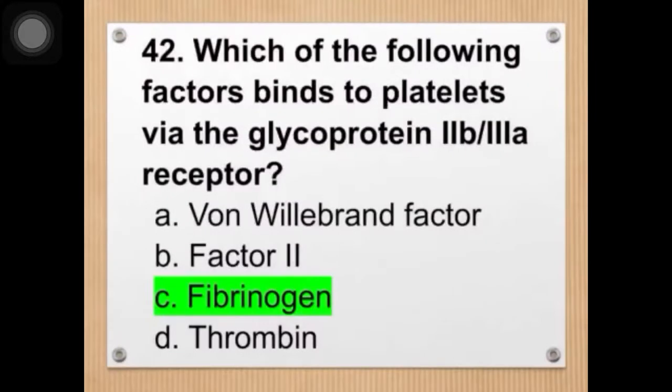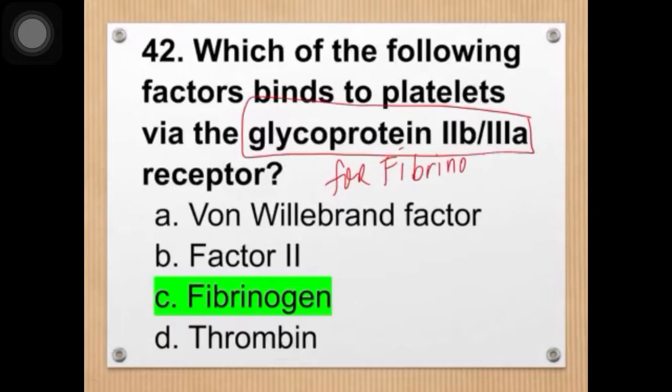Number 42, which of the following factors binds to platelet via the glycoprotein 2B3A? Huwag kakalimutan, yung glycoprotein 2B3A receptor is our platelet receptor for fibrinogen. Ano po yung condition na walang glycoprotein 2B3A complex? Huwag kakalimutan, Glanzmann's thrombasthenia. Correct answer 42, letter C.